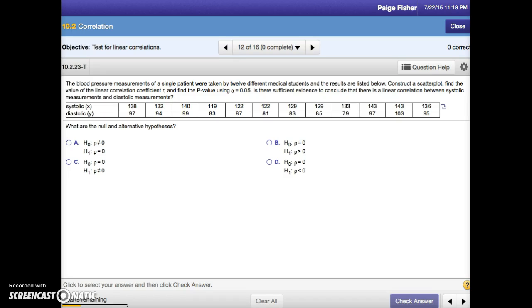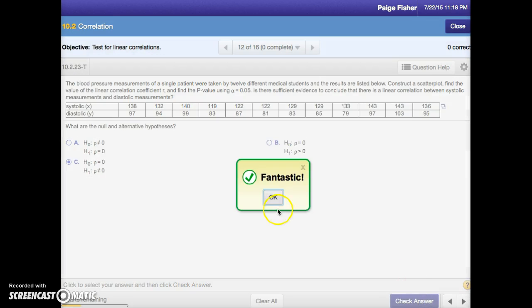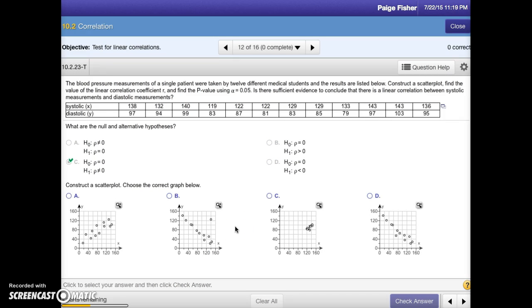So the null hypothesis would be always for correlation, rho is equal to 0. So the alternative in this case is rho is not equal to 0. So that's C. We check our answer. And now we need to do a scatter plot.